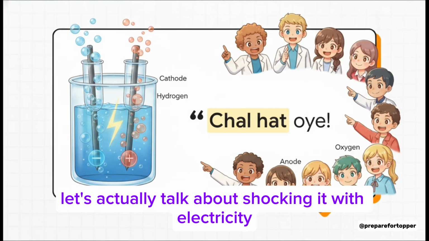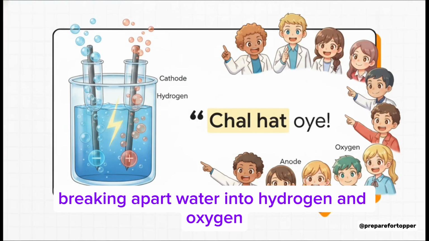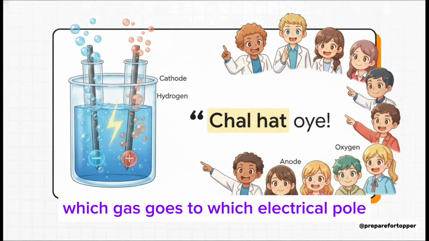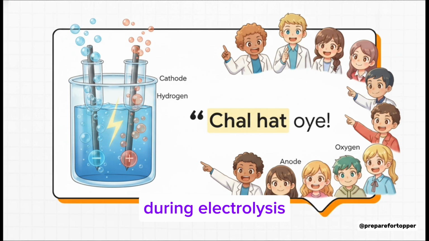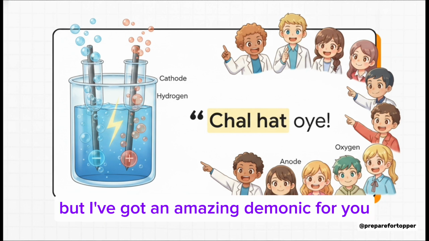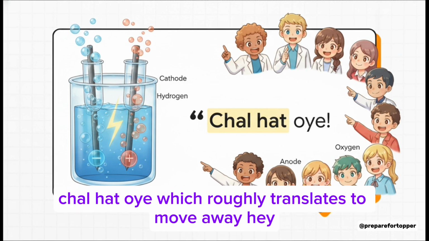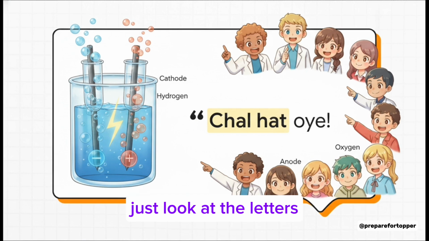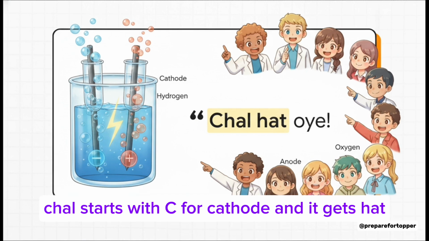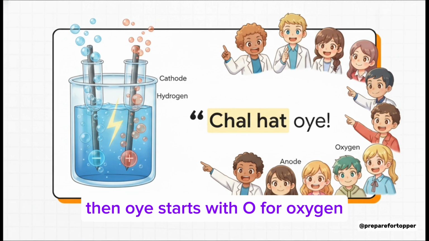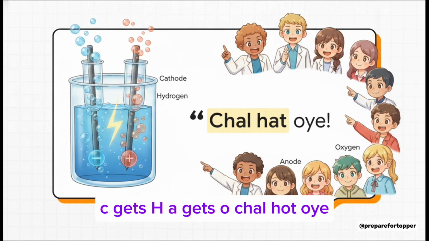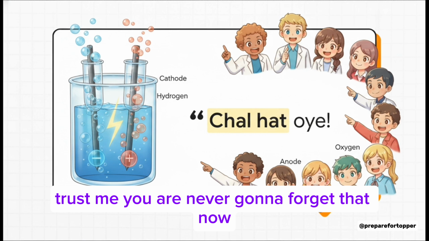Let's actually talk about shocking it with electricity, specifically breaking apart water into hydrogen and oxygen. Students always forget which gas goes to which electrical pole during electrolysis. But I've got an amazing mnemonic for you. It's a funny little phrase, chal hat oye, which roughly translates to move away, hey. Just look at the letters. Chal starts with C for cathode and it gets hat, which starts with H for hydrogen. Then oye starts with O for oxygen and that goes to the anode. C gets H, A gets O. Chal hat oye. Trust me, you are never going to forget that now.